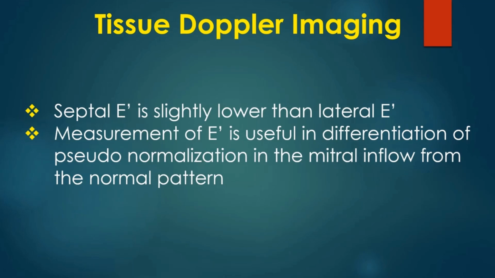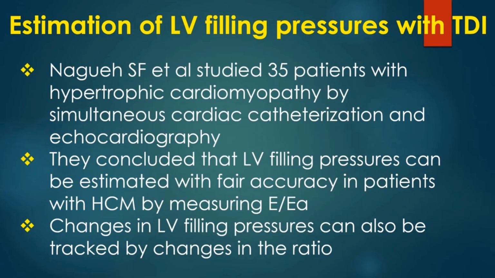Measurement of E prime is useful in differentiation of pseudo-normalization in the mitral inflow from the normal pattern. Nagueh and associates studied 35 patients with hypertrophic cardiomyopathy by simultaneous cardiac catheterization and echocardiography. They concluded that LV filling pressures can be estimated with fair accuracy in patients with HCM by measuring E by EA. Changes in LV filling pressures can also be tracked by changes in the ratio.